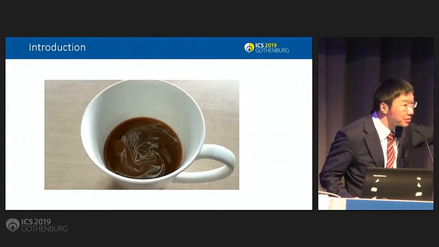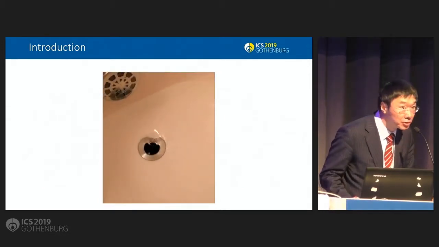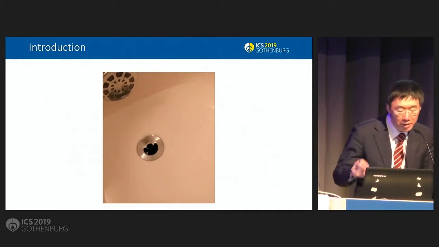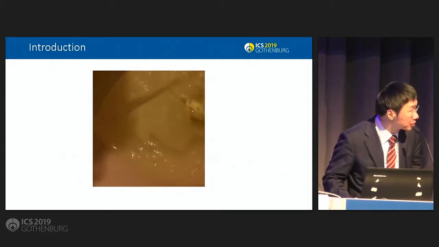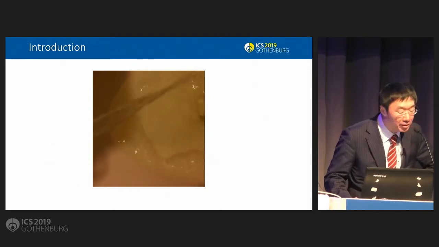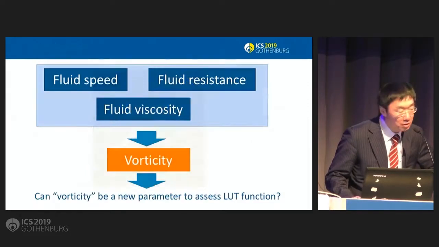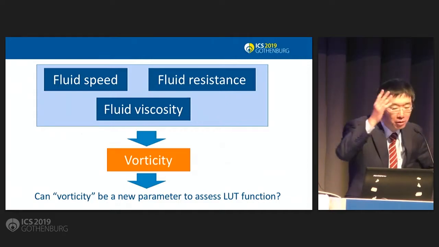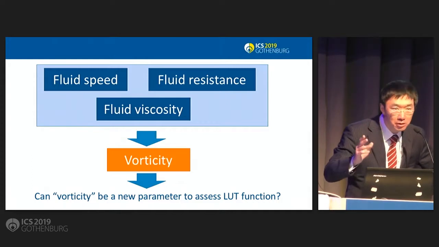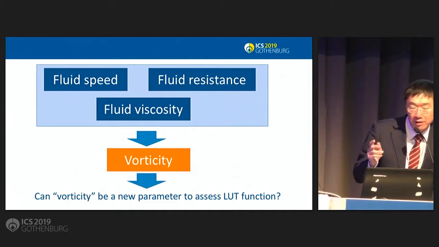This is vorticity. This is also vorticity. We can find vorticity everywhere in this world. This is my urine stream. This movie was obtained by my iPhone. And we can find vorticity also. In physics, vorticity is a key physical phenomenon associated with fluid speed, fluid resistance, and fluid viscosity. Thus, we suppose that vorticity can be a new parameter to assess lower urinary tract function.